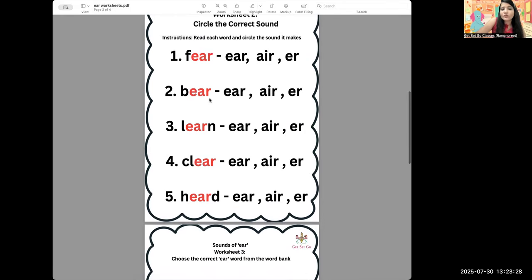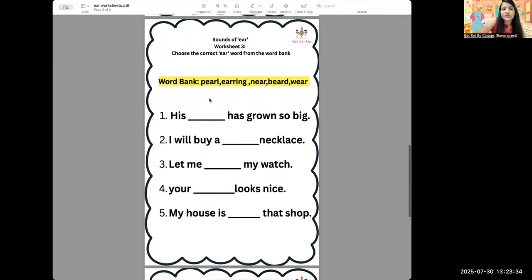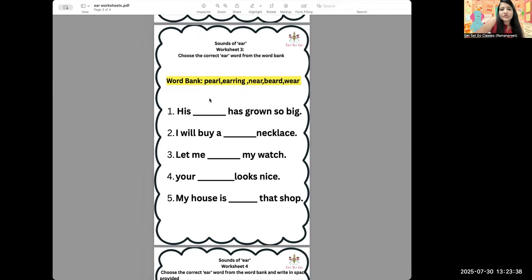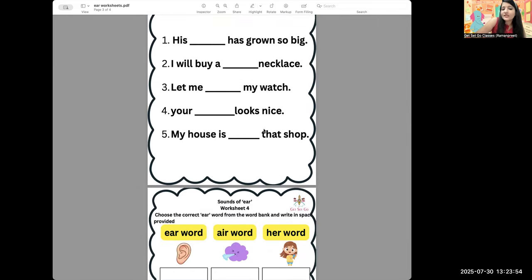So you can even add more words. You can even prepare more; these are 5 words over here only, but yes, of course. So this is the third worksheet. Now you will see the level of worksheets increases. I have given a word bank here: pearl, earring, near, beard, wear. His dash has grown so big. Find out the word. His pearl, his earring, near, beard. So they are going to read and write. This is the best practice that we can do.